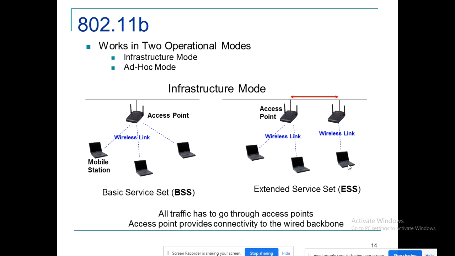Right? So in the first diagram you can see BSS. The service access point is in a wired network, but wireless links are communicating with it. Here, two service access points are available in a wired network. They are communicating between the extended networks.